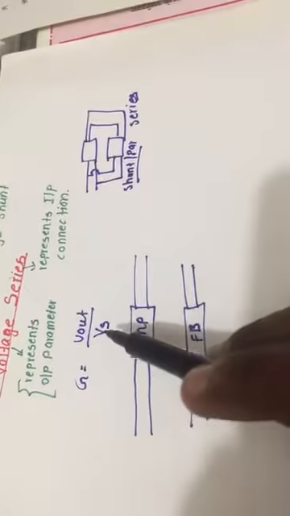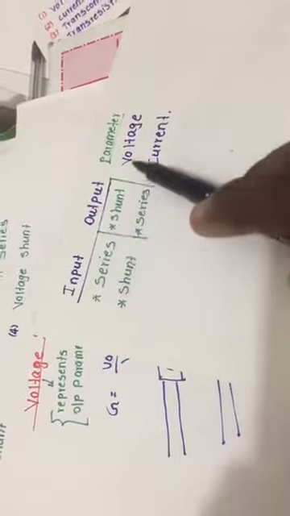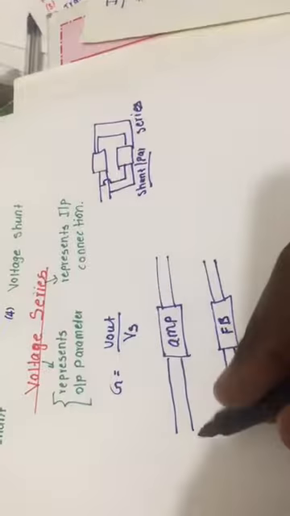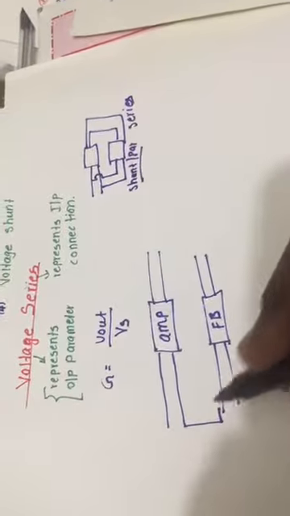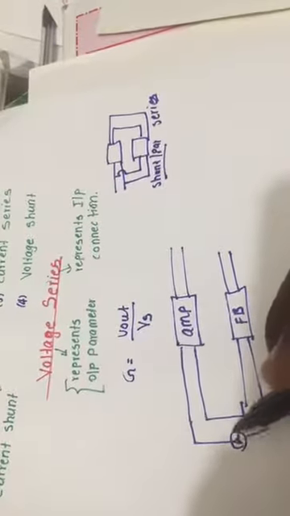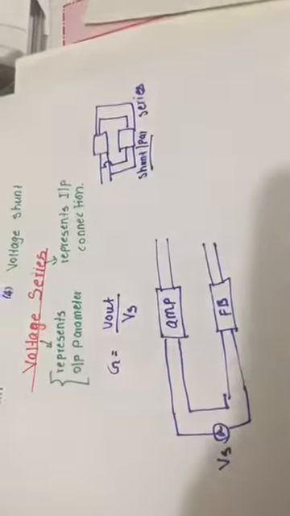So what do we have here? We have a voltage as input. Since we have a voltage as our input, it will be connected in series. So we do this connection to this and this connection to this, and we also connect both of them with Vs.